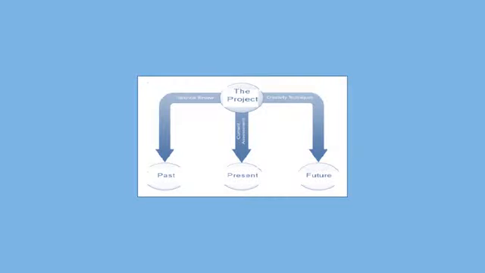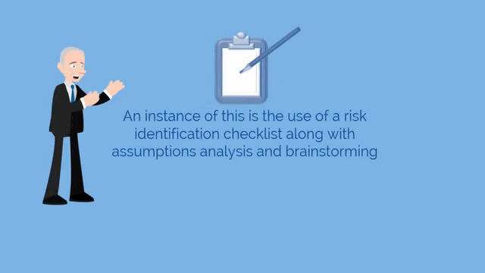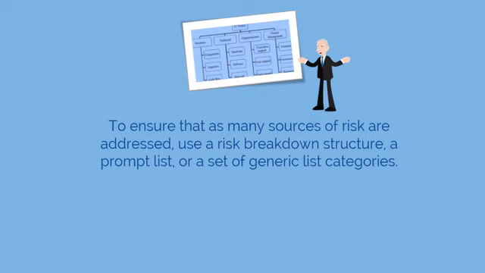The diagram given here is a representation of the three perspectives of risk identification. The use of these techniques in combination yields better results than their isolated usage. An instance of this is the use of a risk identification checklist, a historical review, along with assumptions analysis, current assessment, and brainstorming, creativity. To ensure that many sources of risk are addressed, use a risk breakdown structure, a prompt list, or a set of generic list categories.